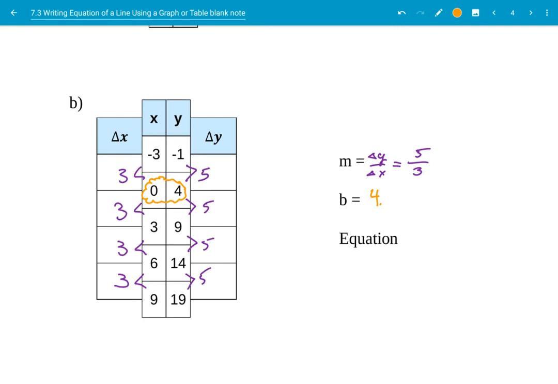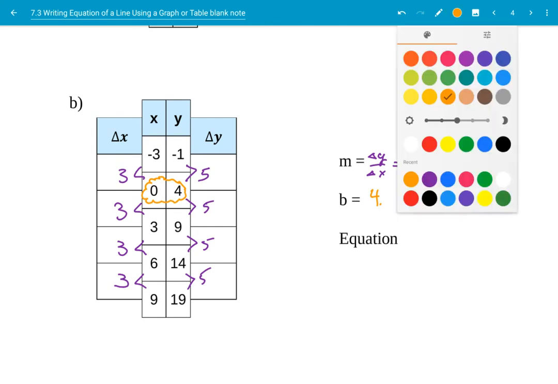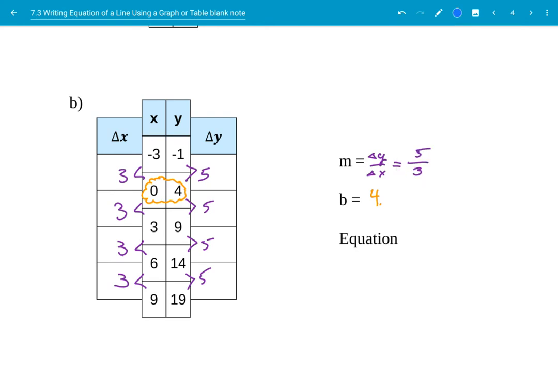If you haven't yet, pause the video and write your equation. When you're writing the equation of a line, always start with y equals mx plus b. Write that down. I do that. It's a good habit. It keeps me from making as many silly mistakes. M is 5/3, and the y-intercept is 4, so plus 4. Okay, that's it for that part.